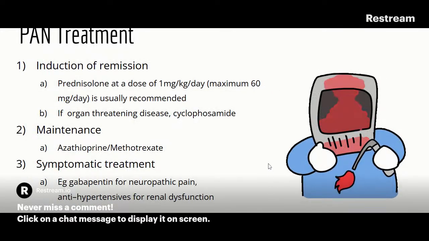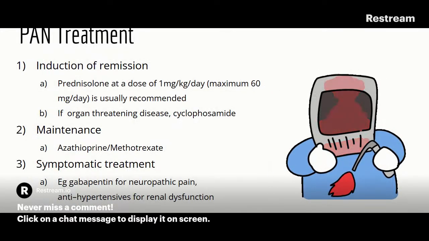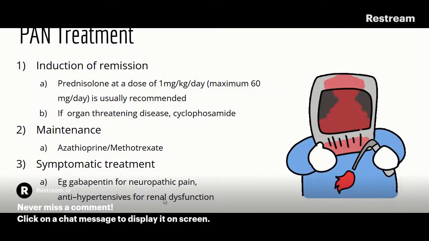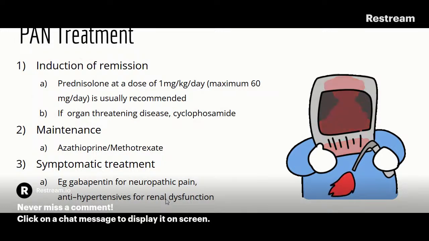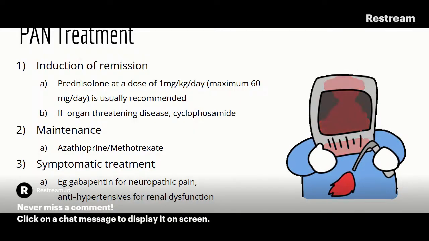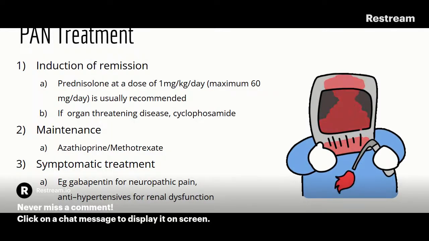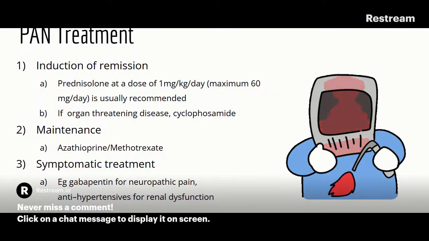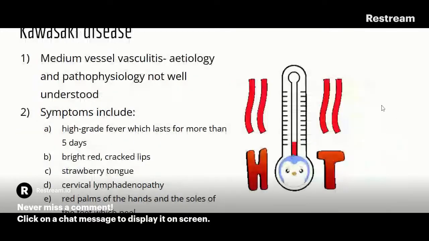Treatment: you're going to do pred at about 1 milligram per kilogram per day. If it's an organ-threatening disease, you're going to give them cyclophosphamide. Maintenance is going to be azathioprine or methotrexate. And then on top of that, you're going to do symptomatic treatment. If they have neuropathy, you're going to give them gabapentin. If they're having renal damage, which is causing high blood pressure, you're going to give them antihypertensives, and so on and so forth.